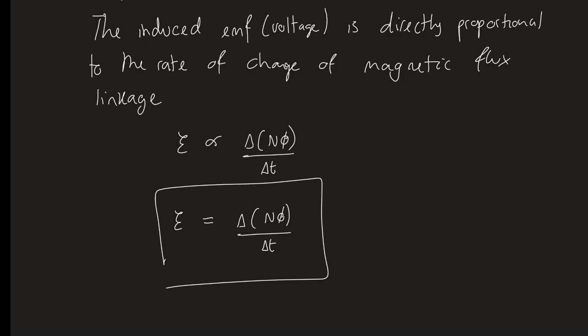It's worth noting that this doesn't tell us anything about the direction of the induced voltage. It just tells us the size, whether we'll get 10 volts, 50 volts, 100 volts, but it doesn't tell us which way a current would flow if that voltage was created in a complete circuit. It just tells us the size of the induced EMF.